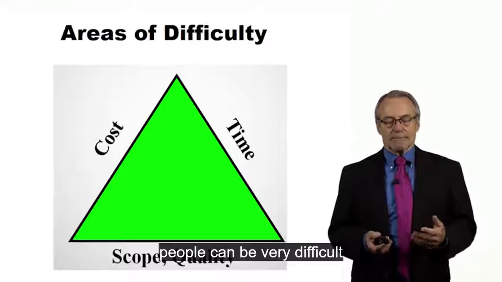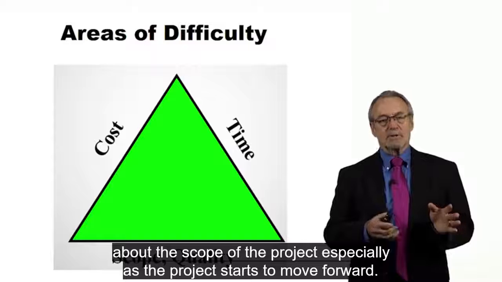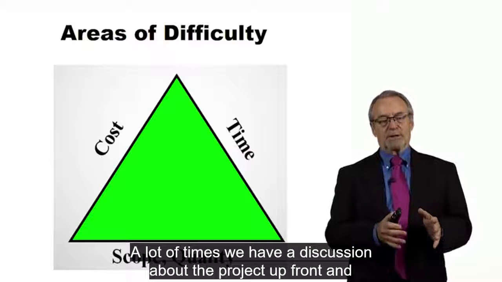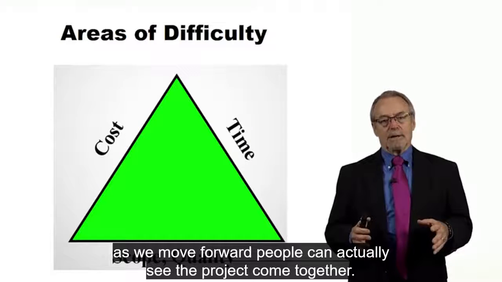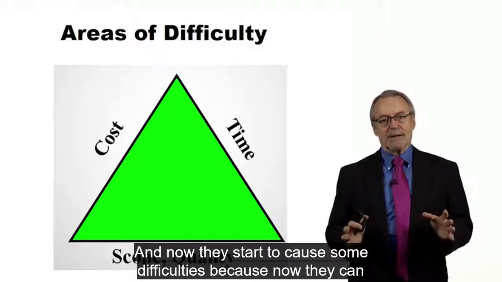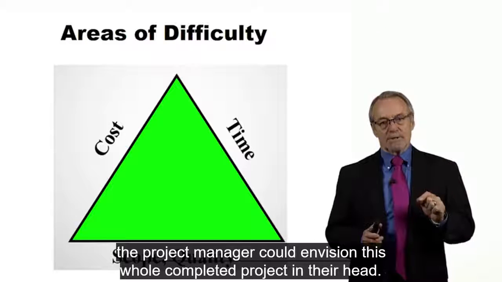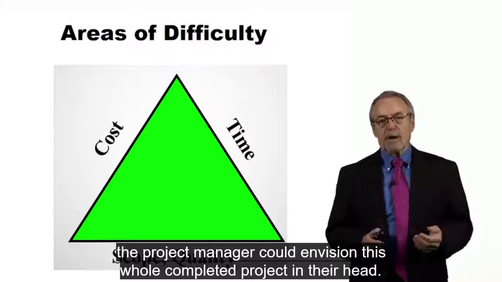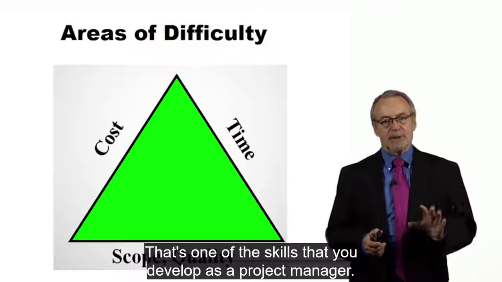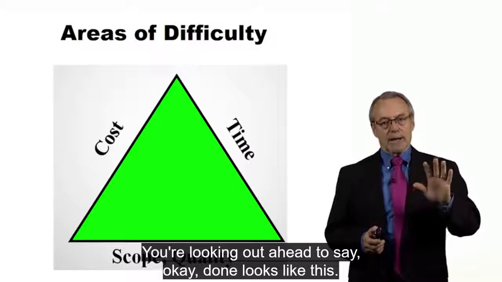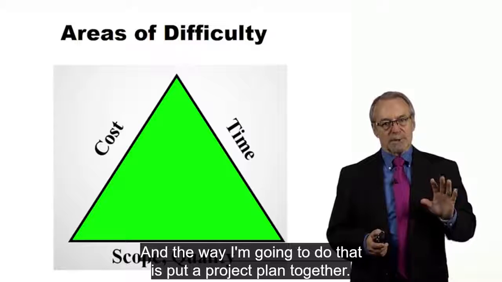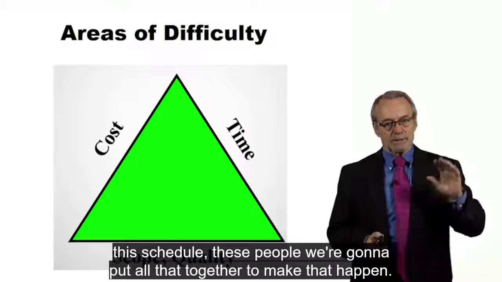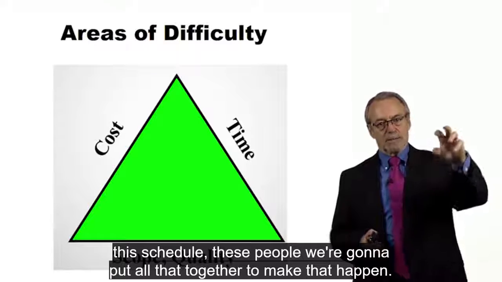So people can be very difficult about the scope of the project, especially as the project starts to move forward. A lot of times we'll have a discussion about the project up front, and then as we move forward, people can actually see the project come together, and now they start to cause some difficulties because now they can actually see it. Up front originally, the project manager could envision this whole completed project in their head. It's one of the skills that you develop as a project manager. You get better at that the more projects you do. You're looking out ahead to say, okay, done looks like this, and I'm moving toward that. And the way I'm going to do that is put a project plan together, these steps, this WBS, this schedule, these people. I'm going to put all that together to make that happen.